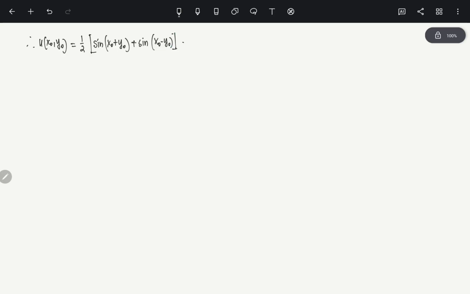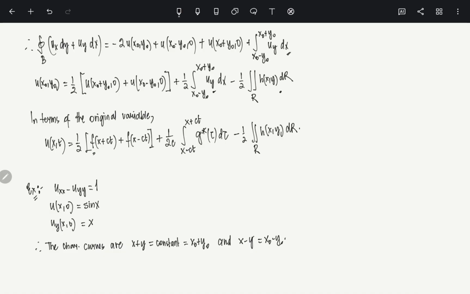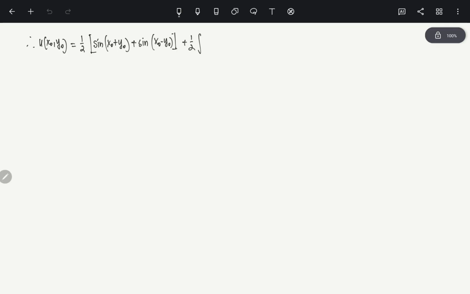Okay, plus half times, I'm just putting it in the formula, right? In this formula, f is sine here, so I'm just putting that there, and then g star in this case is x, and this is h we already have, which is 1. Clear? So we'll just put that part here. So this is x naught minus y naught to x naught plus y naught, and then that is tau d tau, okay, minus half, this is integral over this r region, right?